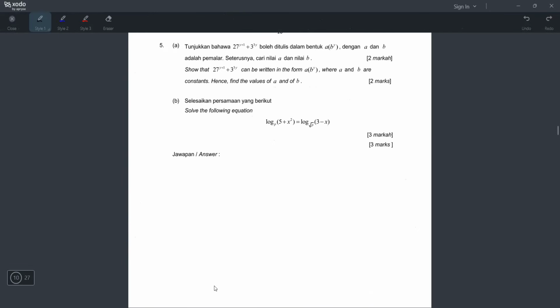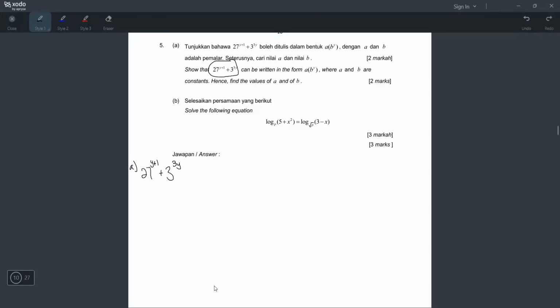Okay, let's continue with question number 5. I think this is the indices and log chapter. So let's read the question. Show that this thing can be written in the form a(b^y), where a and b are constants. Hence, find the values of a and b. So let's write down this first. 27^(y+1) + 3^(3y).